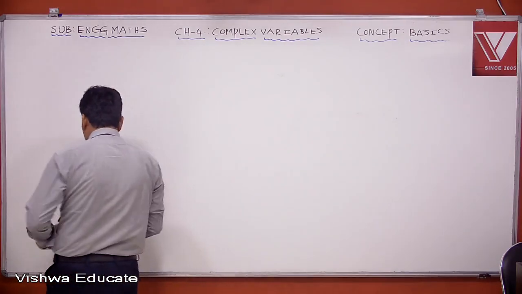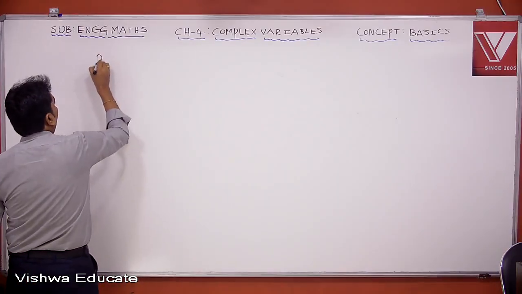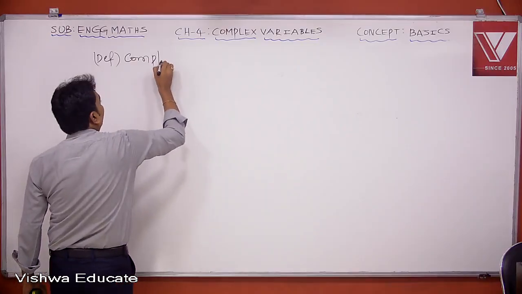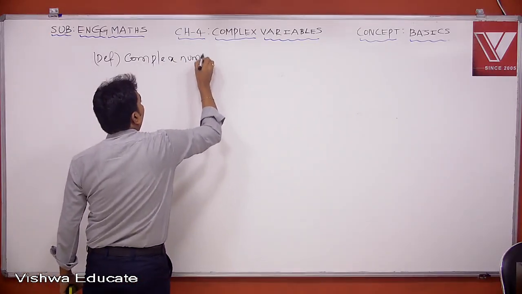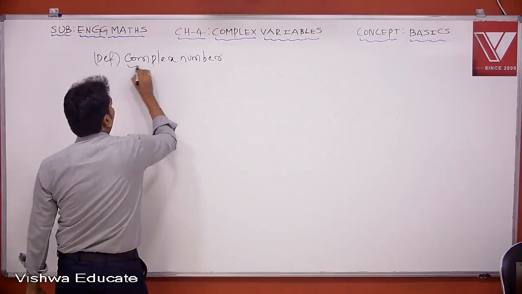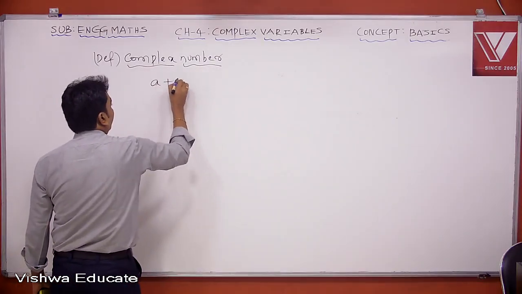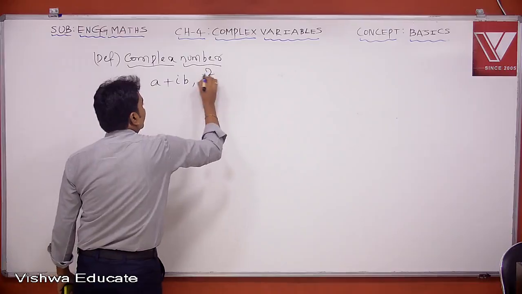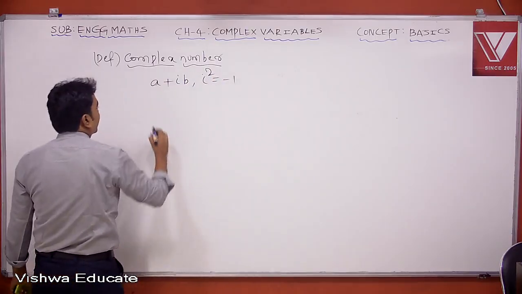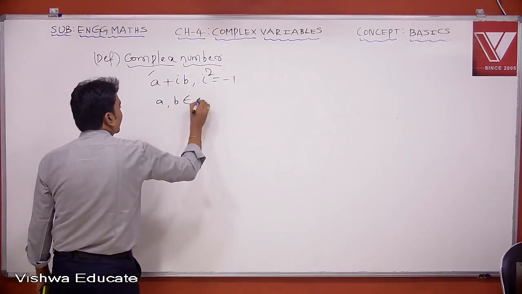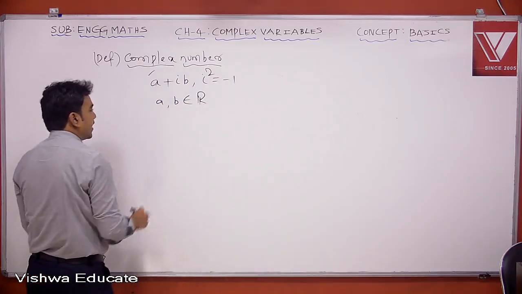Now let us start with the definition of a complex number. Suppose I have a number of the form a plus ib where i square equal to minus 1. Then such numbers are complex numbers. In this case, a and b are called real numbers, that we denote as R.